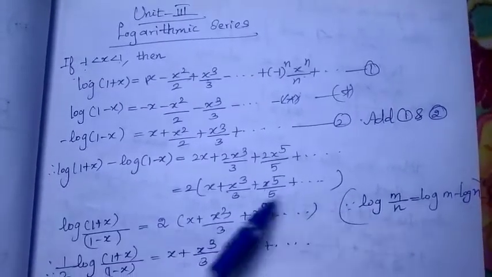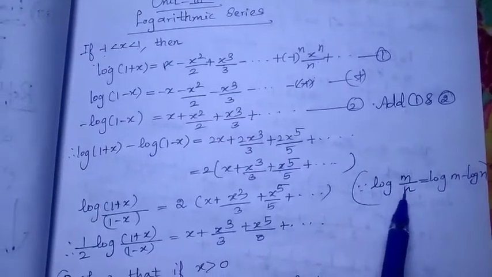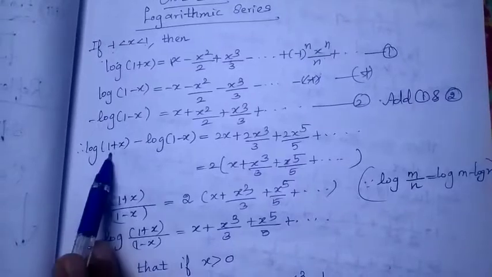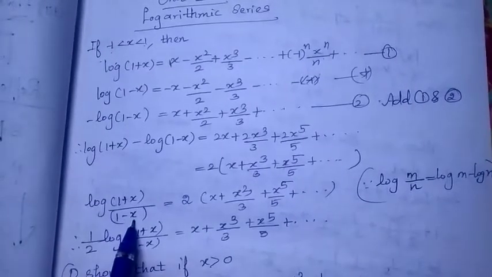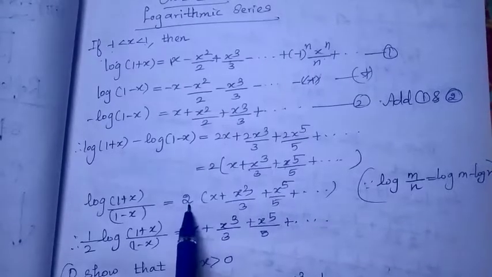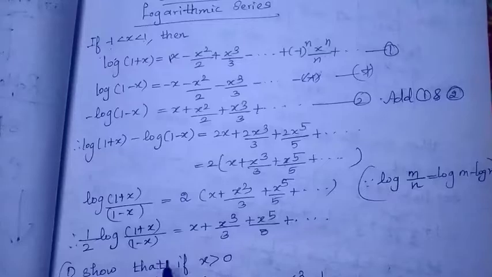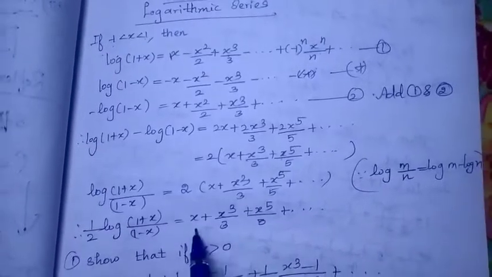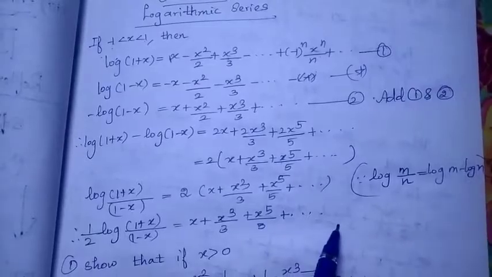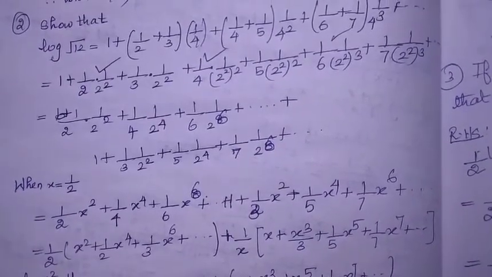But we know the formula log m minus log n equal to log m by n. So just replace this formula here, log of 1 plus x divided by 1 minus x. So this is equal to 2 into the right hand side. So you can bring this 2 to the other side. So you will get 1 by 2 log of 1 plus x by 1 minus x equal to x plus x cube by 3 plus x power 5 by 5 plus etc. Let us see a problem on logarithmic series now.